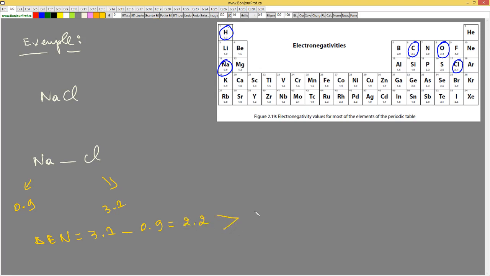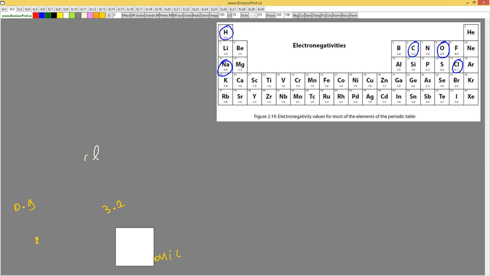This one is bigger than 1.7. So this one is polar. It is more than polar. It is ionic. When the difference in electronegativity is bigger than 1.7, the bonding is ionic. And now we have a rule. How do we know if a bond is polar or not polar? We have a rule, and we are going to put it here.